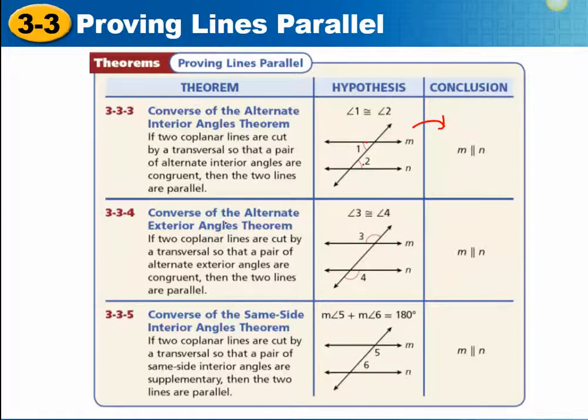The converse of the alternate exterior angles theorem starts out the same way. If you have two lines cut by a transversal and the alternate exterior angles are congruent, then the lines are parallel. And the same side interior, remember this one isn't that they're congruent, it's that the sum of them is 180. So if you have supplementary angles, when you add together the measures of angle 5 and 6, then the two lines are parallel.